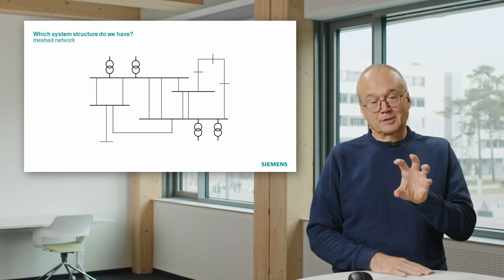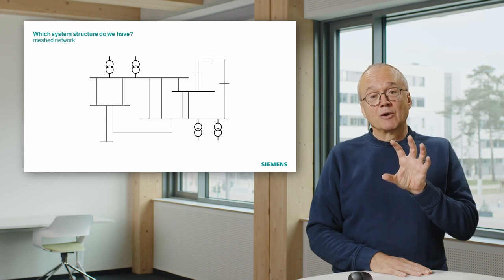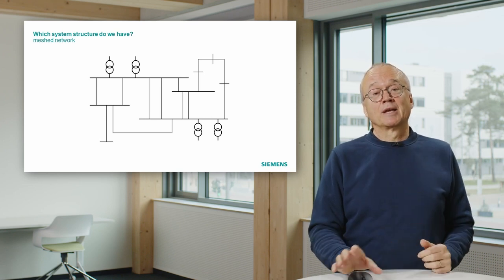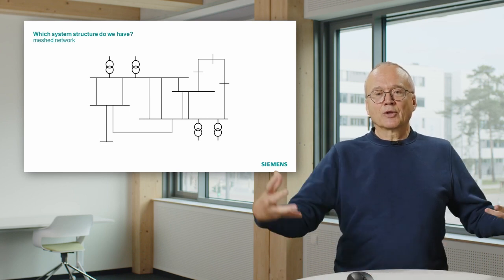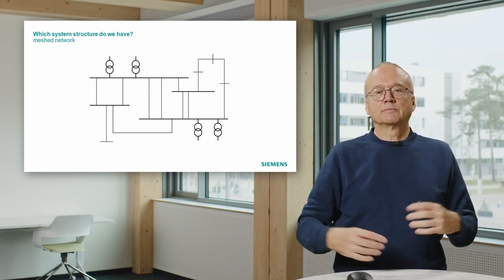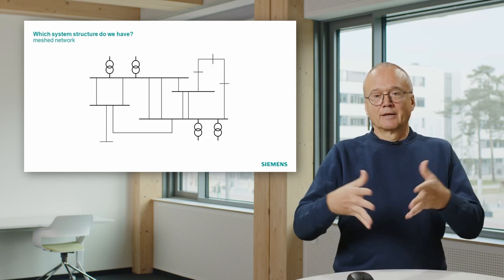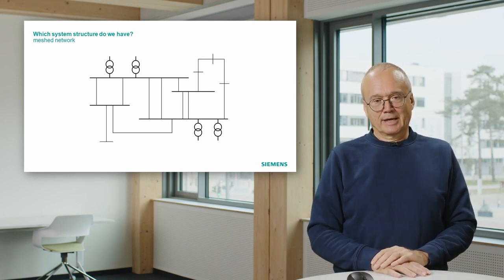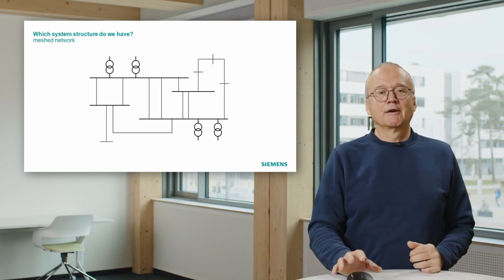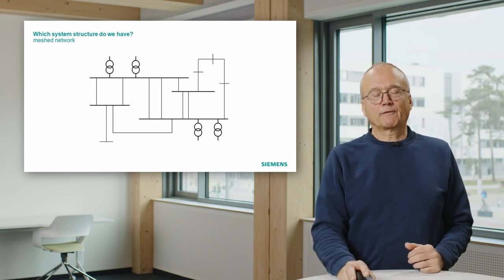Important thing here that is important for protection is we have a meshed structure. That means if we have a short circuit somewhere on one line, the current comes from different sides from different directions into our line. And that is an important fact to define the protection.